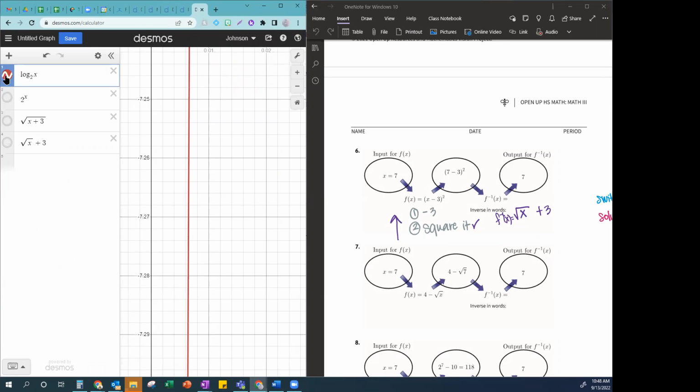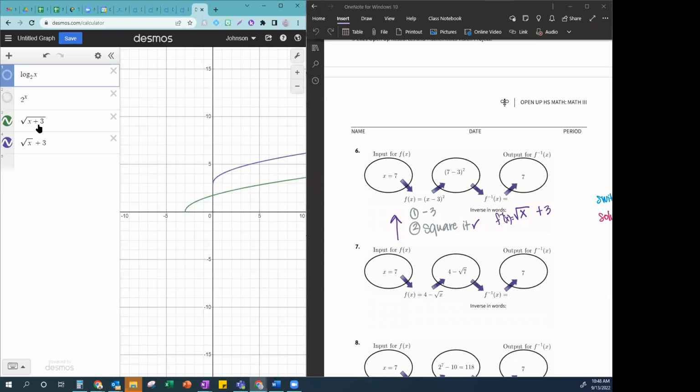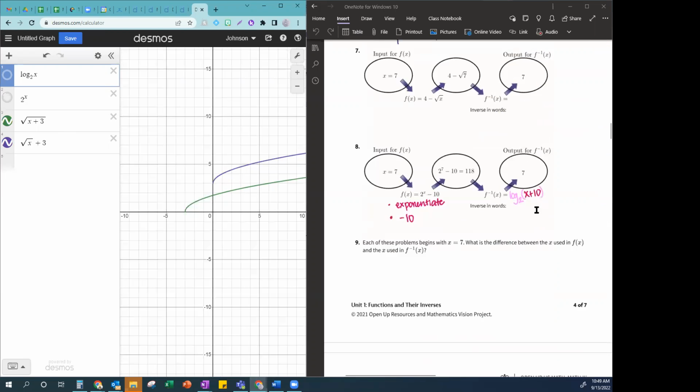This is a really good question, by the way. You're asking, Ms. Johnson, are these the same? And I'm saying, no, they're not. And you're saying, okay, Ms. Johnson, which one is it? It's actually this one. The reason why is because we add the 3 after we square rooted it. As opposed to this one, where we added 10 and then we took the log, meaning I had to take the log of that whole thing. Does that make sense? Yeah, thank you.